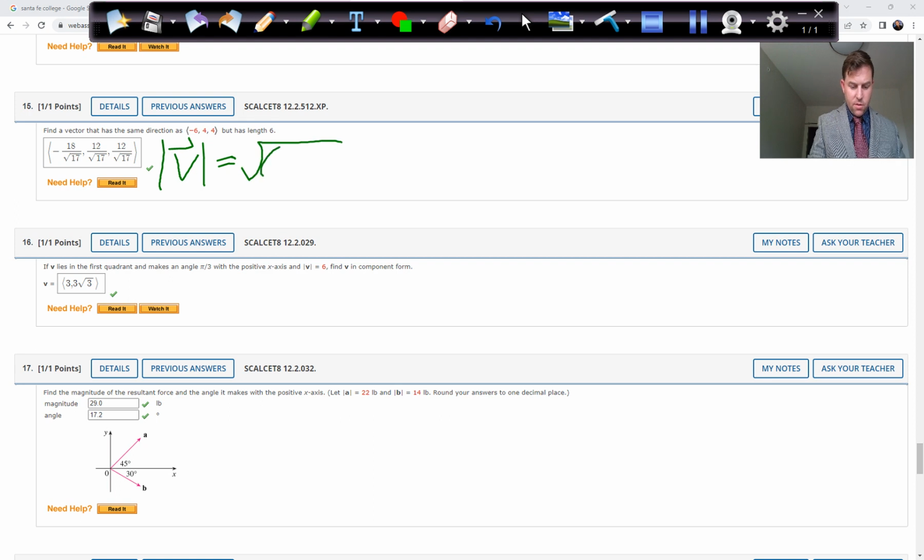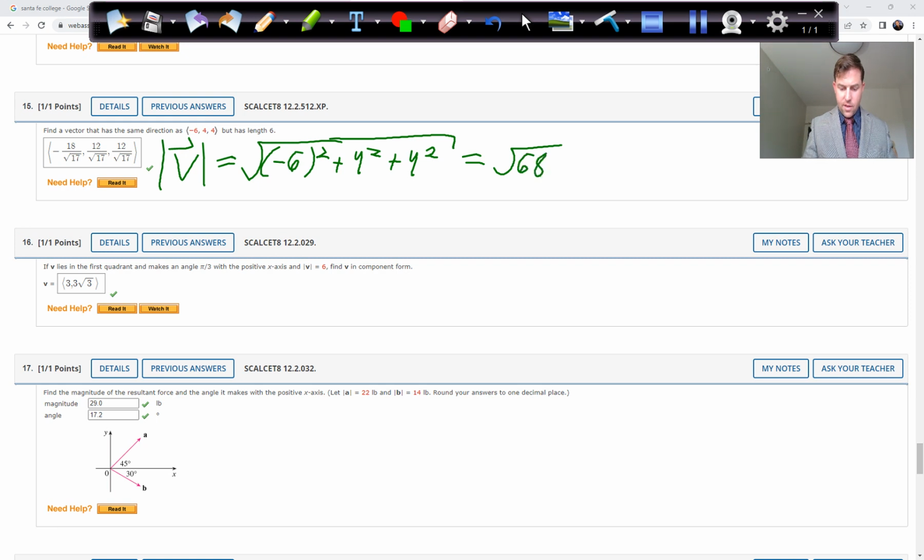It'd be the square root of minus 6 squared plus 4 squared plus 4 squared. And if you do that, you get 36 plus 16 plus 16, which is 32 plus 36. You're going to get the square root of 68. And the square root of 68 is the same as 4 times 17, and that 4 can come out of the square root as a 2. So you get 2 root 17.